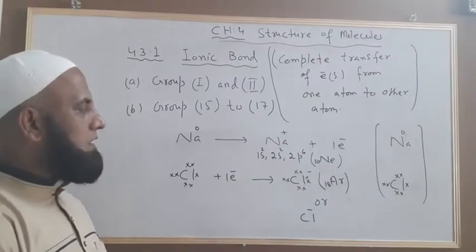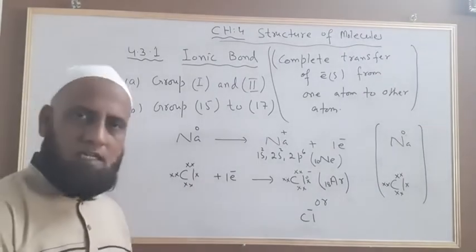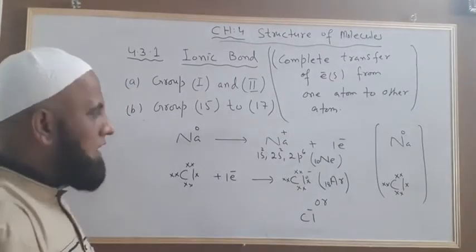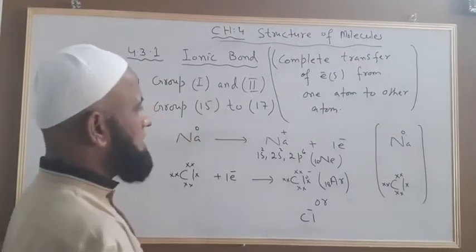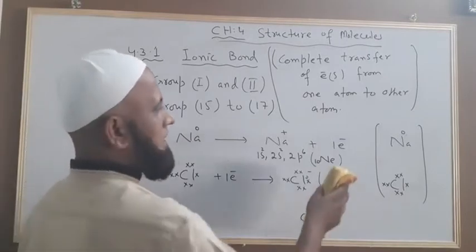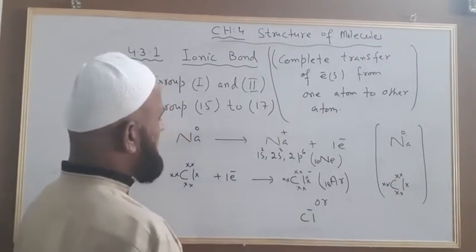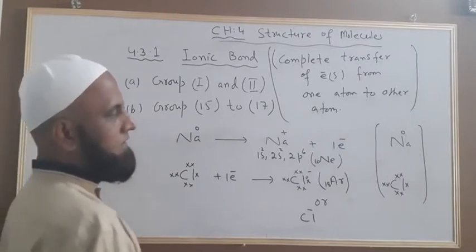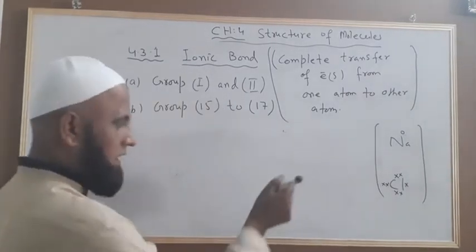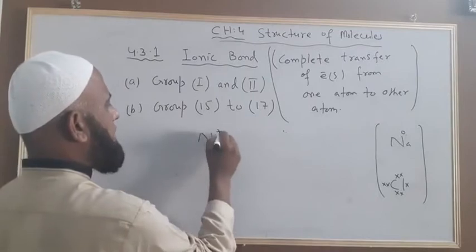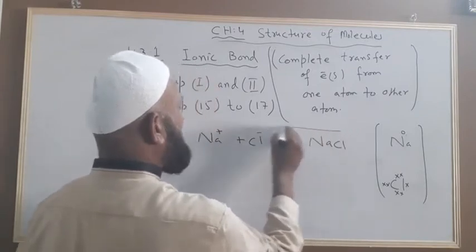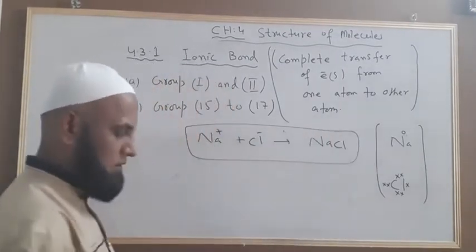In this way you can see that sodium has lost 1 electron while chlorine has gained 1 electron. In this way they will react with each other after the formation of ions. As you know, an ion itself is a reactive species, that's why sodium and chlorine will react with each other and make sodium chloride. Now at the end we would write the equation: Na positive plus Cl minus gives NaCl. So this is the formation of sodium chloride.